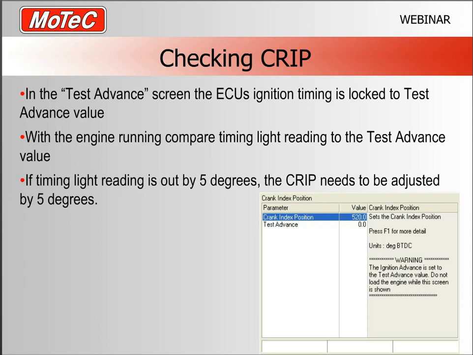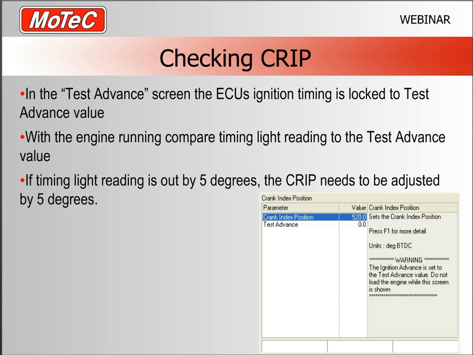So what we need to do is set the Test Advance to, in this case, 0. Effectively, on this screen we have locked all the ignition timing calculations to 0 degrees. Based on our crank index position, the ECU is going to try to give us what it reckons 0 degrees ignition timing is. Completely locked. We're not using the main ignition table. We're not using any compensations. Just this one simple Test Advance value.